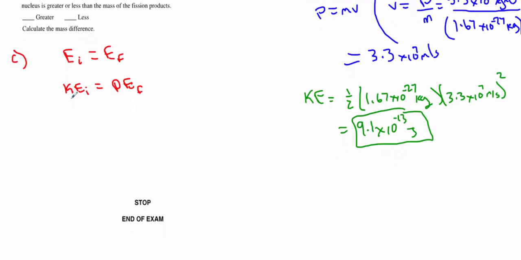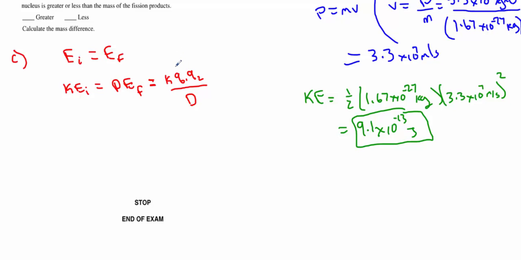My kinetic energy, we already know, so I don't need to put this into an equation. The potential energy, though, we do need to have an equation for. And you've got to understand that this is electrostatic potential energy. So we're going to use k, Q1, Q2 over r. That r is the distance we're looking for.